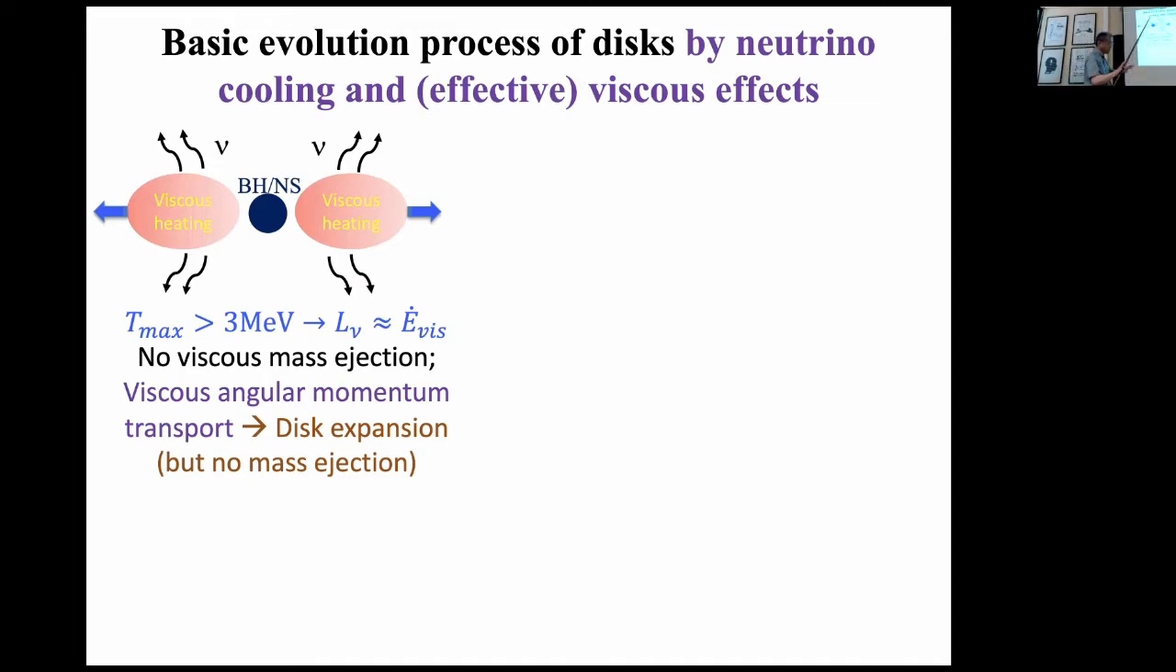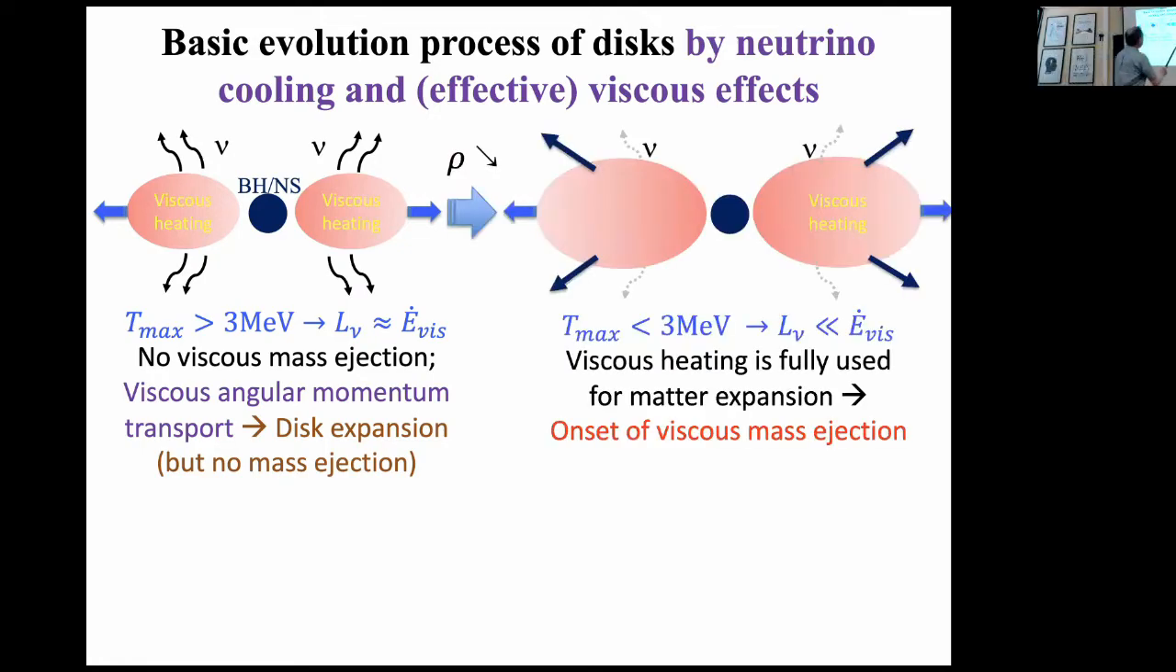However, because the angular momentum is transported, the disk expands gradually. That means the density gradually decreases like this. Due to the adiabatic cooling, the temperature decreases. Eventually the neutrino luminosity decreases, because neutrino luminosity is a steep function of temperature. Typically, neutrino luminosity is proportional to T to the 6. So if the temperature decreases a little bit, the neutrino luminosity decreases significantly. Eventually, viscous heating is much larger than the neutrino luminosity, and then viscous heating is fully used for later expansion and mass ejection.